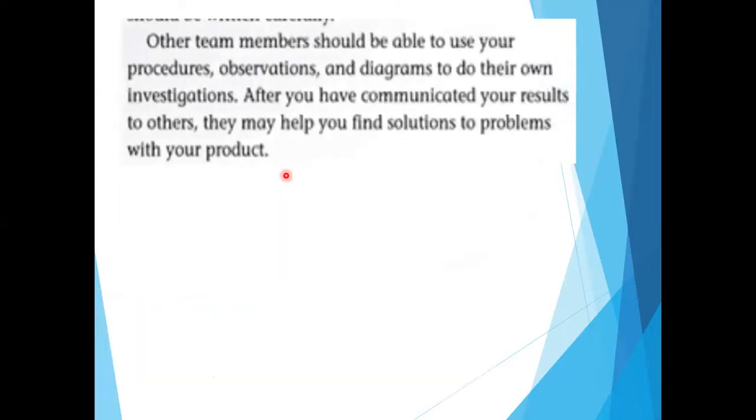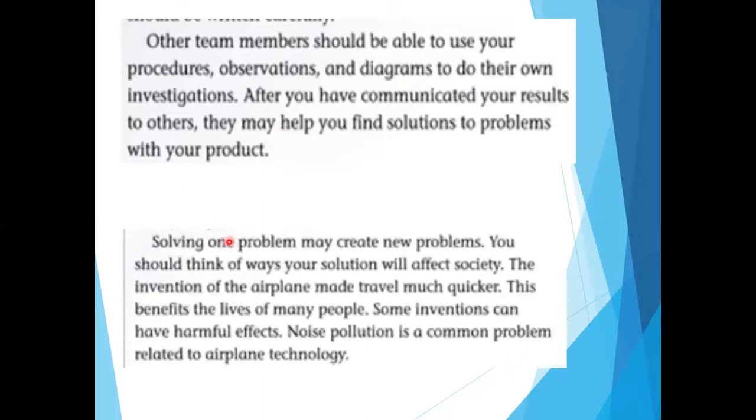Now, other team members should be able to use your procedures, observations, and diagram to do their own investigation. After you have communicated your results to others, they may help you find solutions to problems with your product. Also, solving one problem may create a new problem.